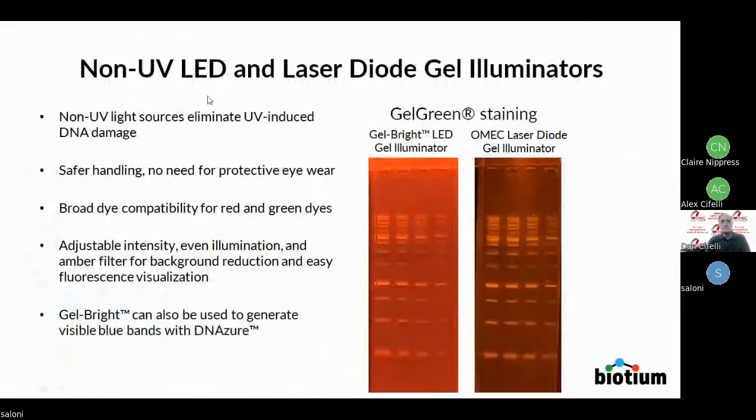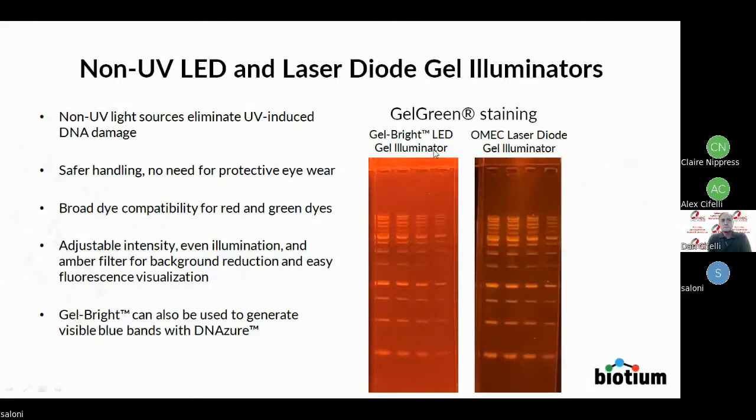So moving on to other detection devices. GelRed and GelGreen can both be detected using UV transilluminators, but keeping in mind safety as well as UV that can be damaging to DNA samples, we have developed, and we are also working with OMEC to develop, non-UV LED and laser diode based illuminators. This is an image showing GelGreen staining on the Gel Bright, which is a blue LED gel illuminator, and this is the Laser Diode Gel Illuminator, and you can see the staining is even.